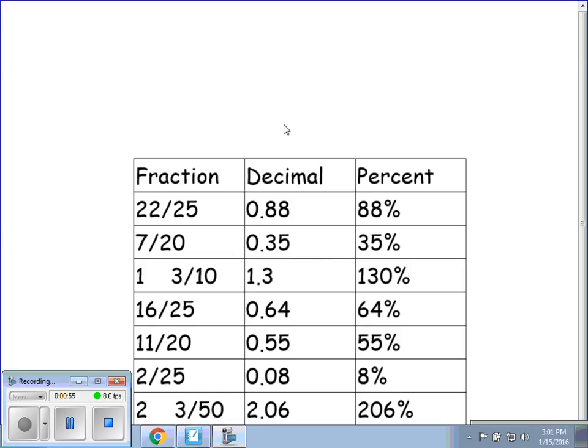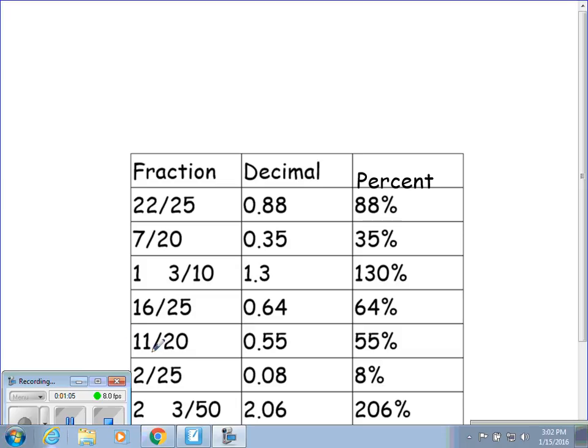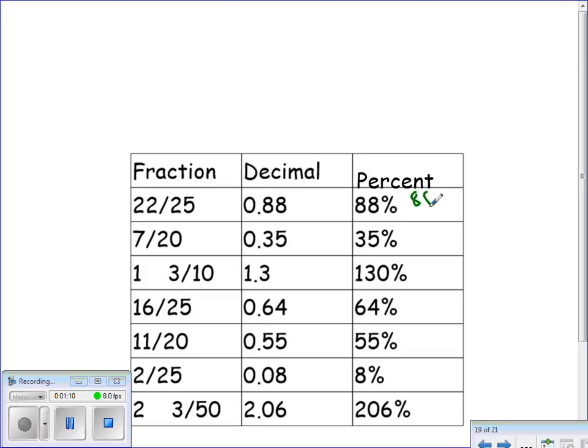We know that a percent is simply a comparison out of 100. So we know that 88% is a comparison out of 100. So this means 88 out of 100, 88 hundredths. So what I notice here, going from a percent to a decimal, well, 88 out of 100 is 88 hundredths. And so all we're doing is moving our decimal 2 times to the left.